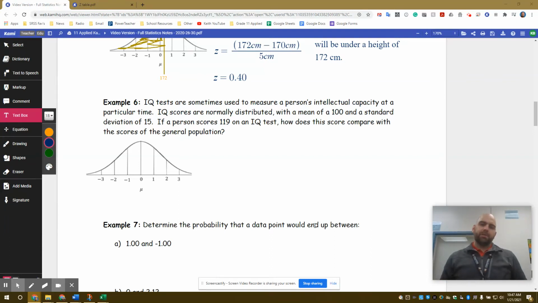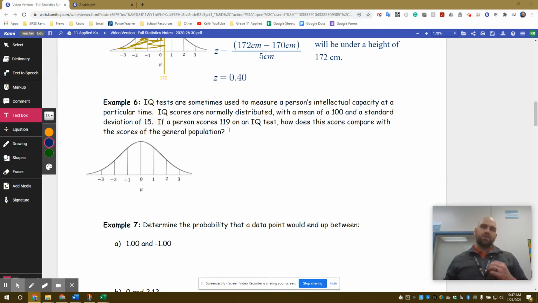Let's take a look at example number 6 here. IQ tests are sometimes used to measure a person's intellectual capacity at a particular time. IQ tests are normally distributed, with a mean of 100 and a standard deviation of 15. If a person scores 119 on an IQ test, how does this score compare with scores of the general population? When we're talking the general population, we're talking about where a person's intellectual ability stands.